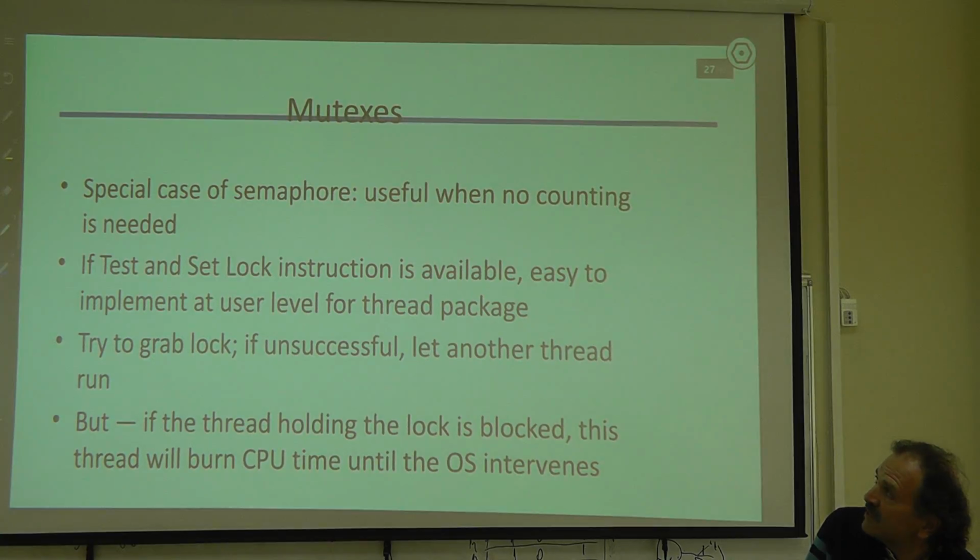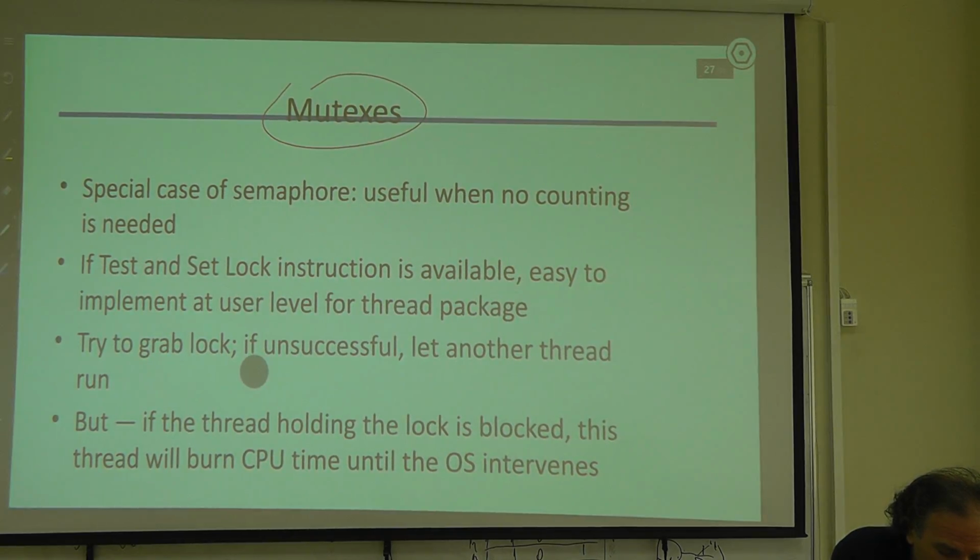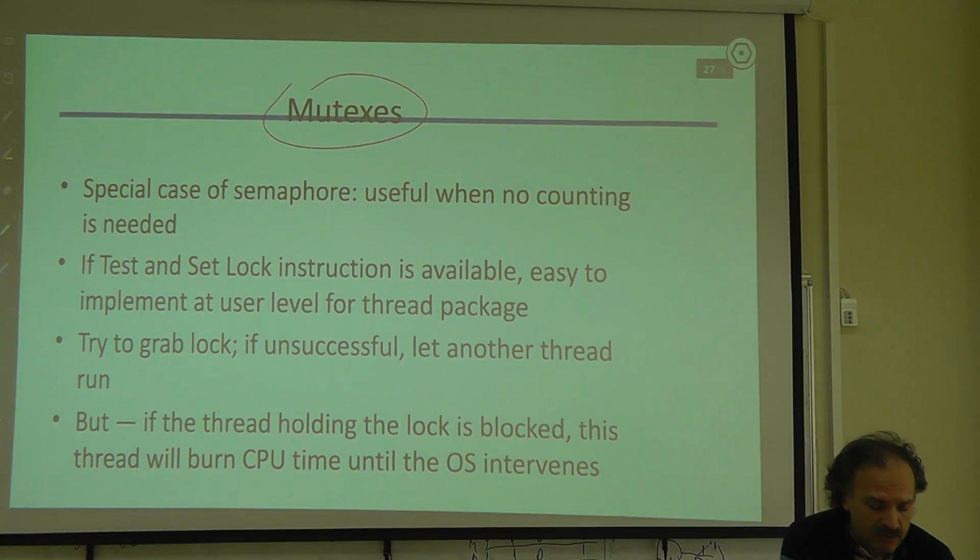We use these mutexes as a binary semaphore. A mutex is a special case of semaphore, useful when no counting is needed, so just to test the critical region stuff. That's what we use the mutexes for. And how it is implemented, we talked about this last time. Actually, I'm not going to talk about it. So it tries to grab a lock. If successful, then continues.